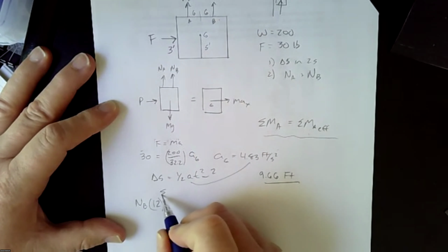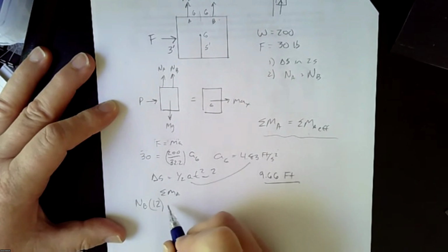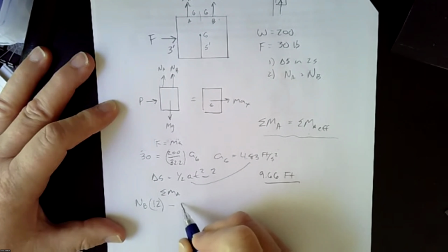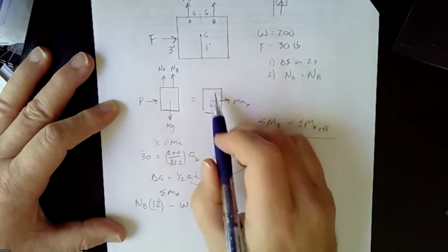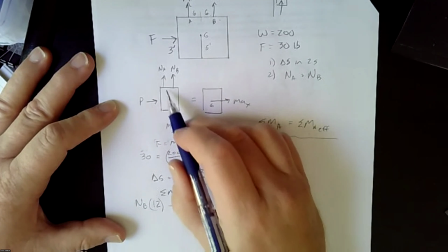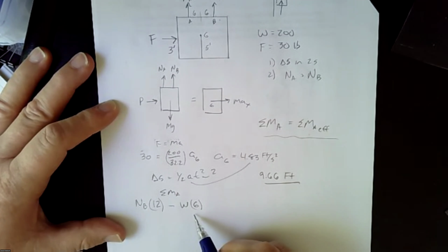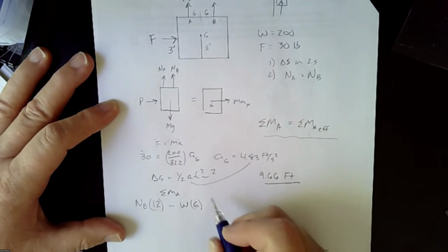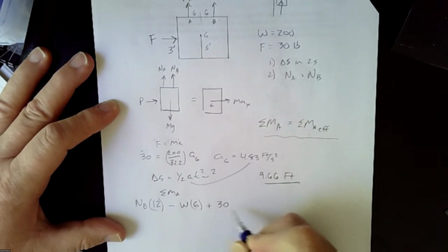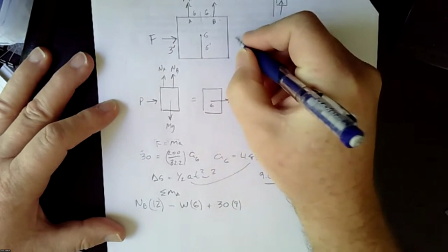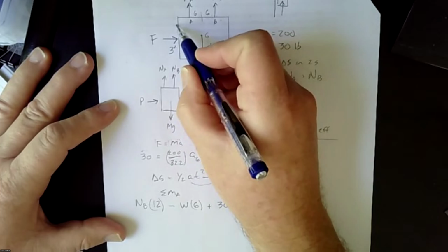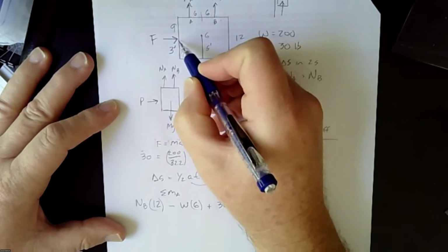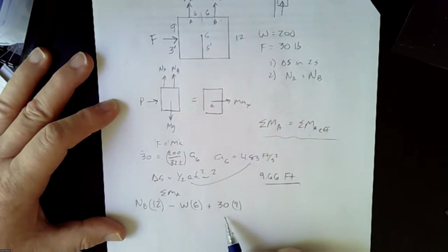Again, we're summing the moments about A. And then we have minus the weight, that's 6 feet away. So that's just your mg right here at a distance of 6. And then plus 30 times 9, right? Because it's a 12-foot tall door. And so we know that if that's 3 feet, this has to be 9 feet. And that's counterclockwise also. So we have all of that.